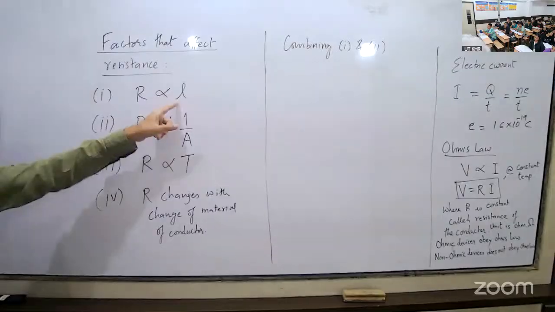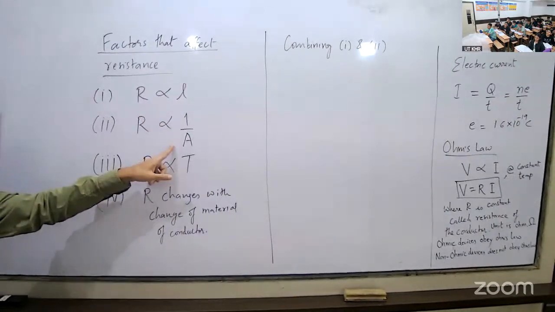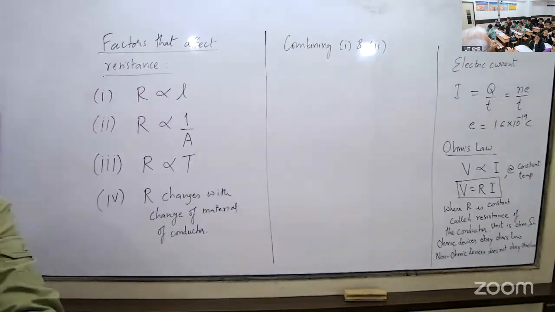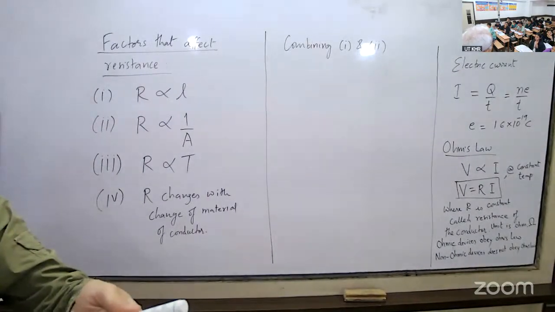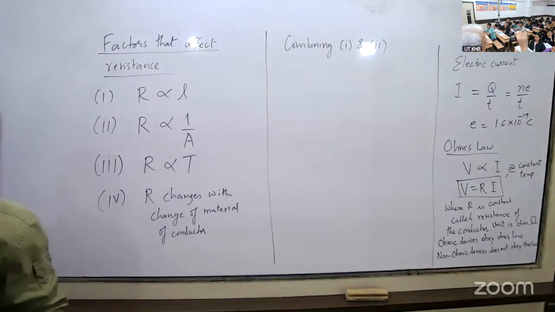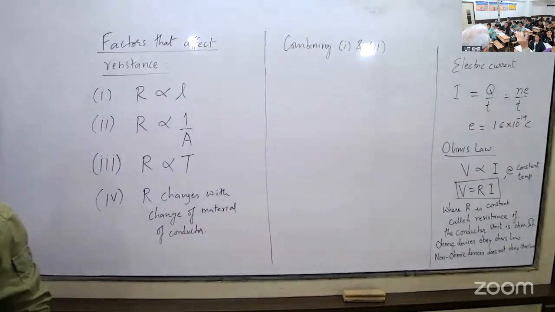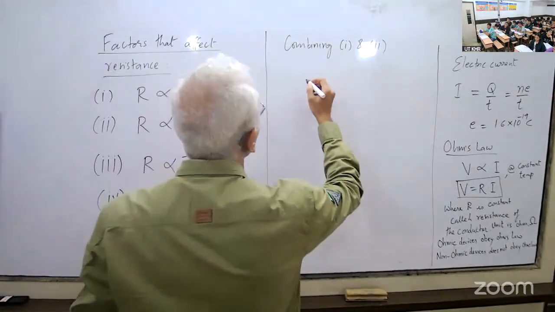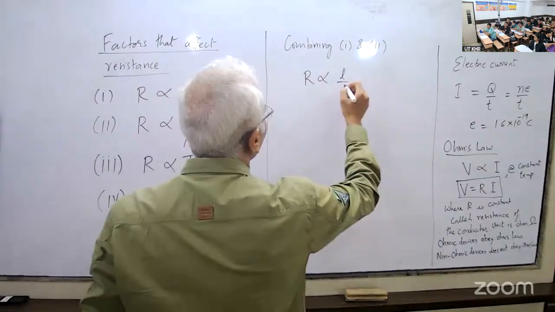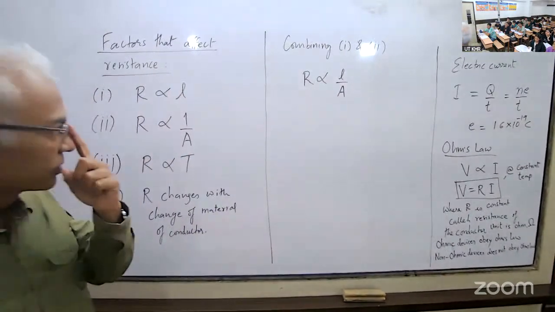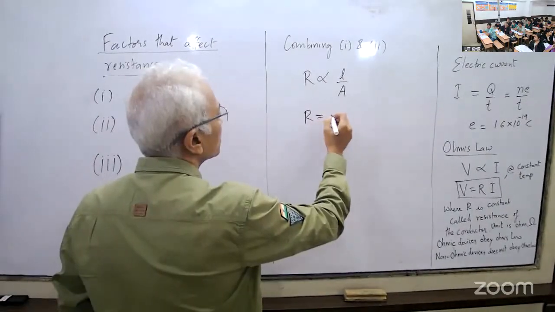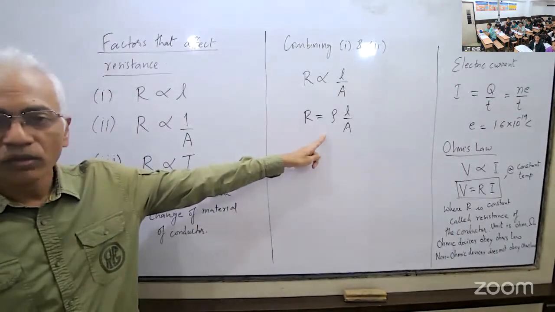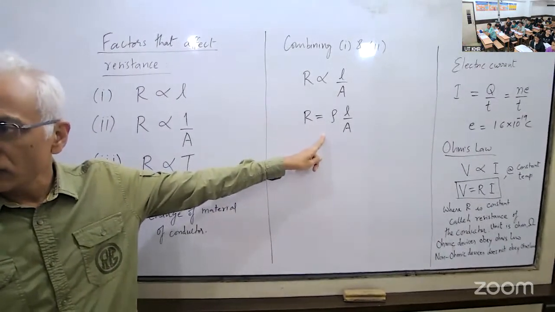Now we want to remove the dependency on length and area of cross section. Even if the material is the same, let's say copper, if you change the length of the conductor, its resistance changes. Therefore, resistance is not a correct characteristic constant for a given material. It changes with the dimensions. So if you combine 1 and 2, we get this. When we remove this, we get a constant of proportionality called rho. It is called resistivity or specific resistance.